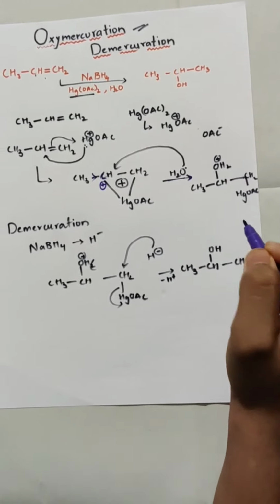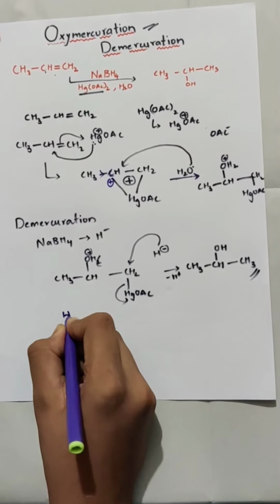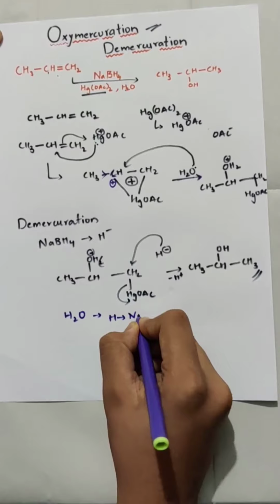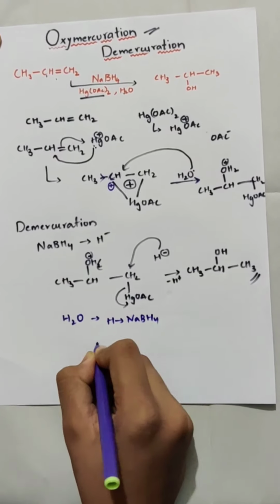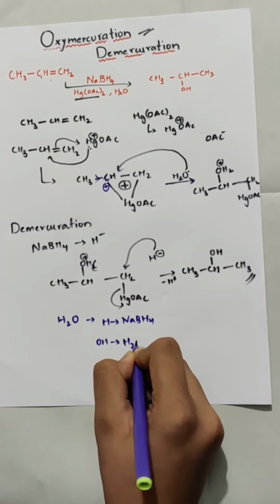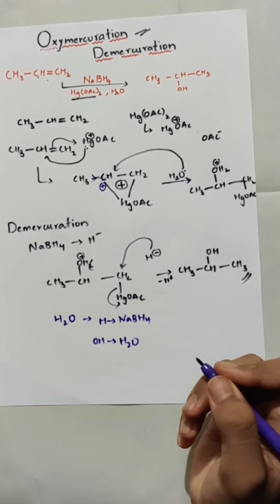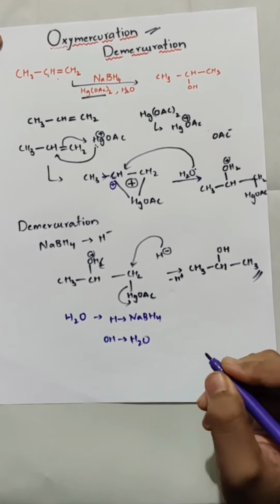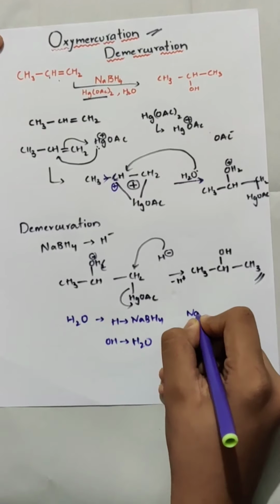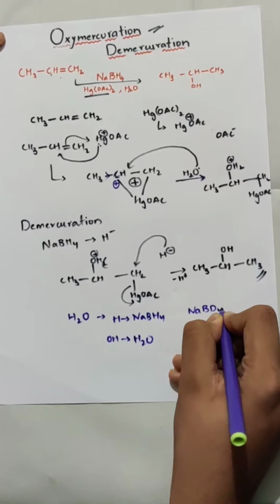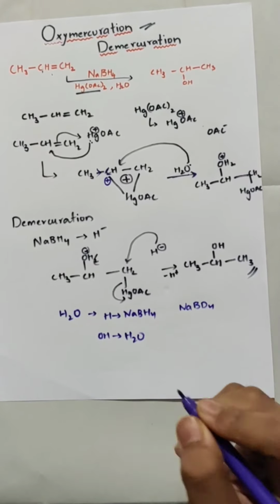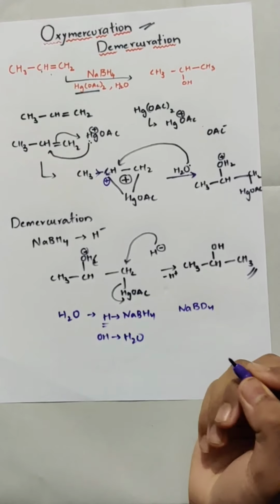And another thing is we are adding H2O to the alkene, and the H comes from NaBH4 while the OH comes from H2O. Now why do you think this is important? Well, if you are going for a tough competitive examination, then they can give you NaBD4, deuterium. Now you will be very confused about which hydrogen will be attached. So this point is very important.